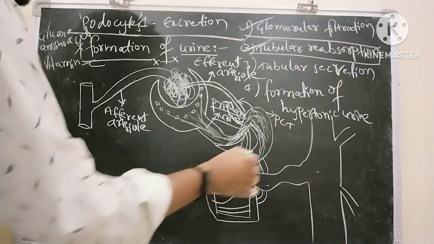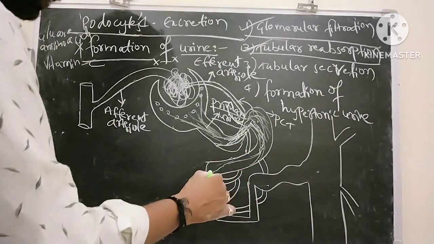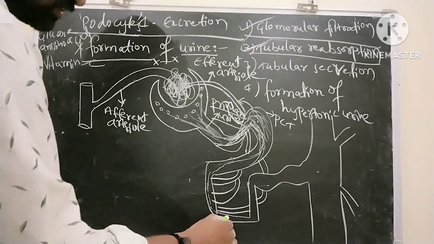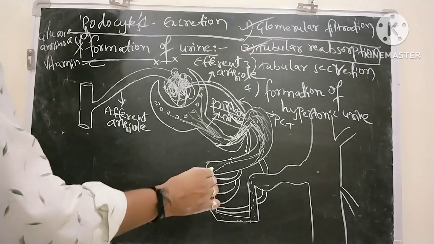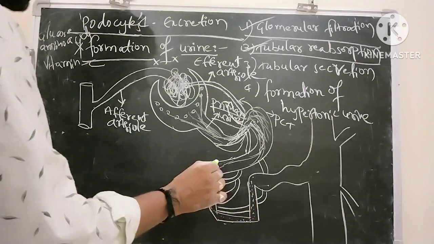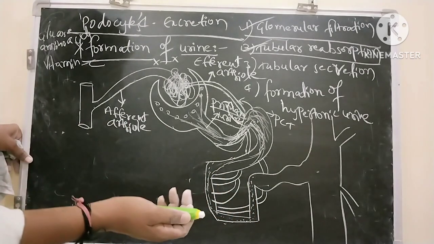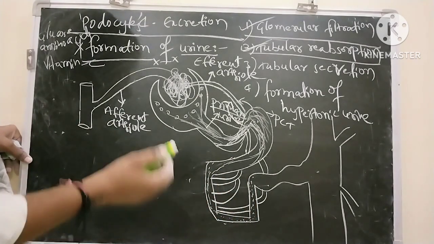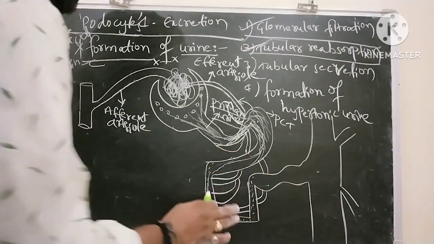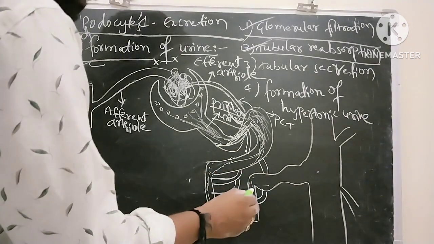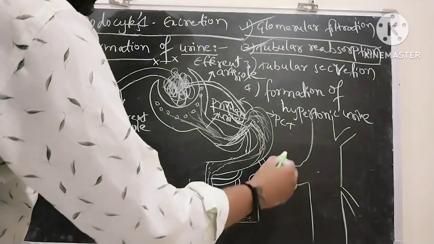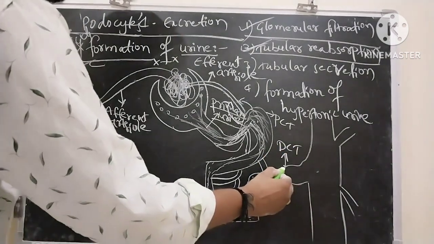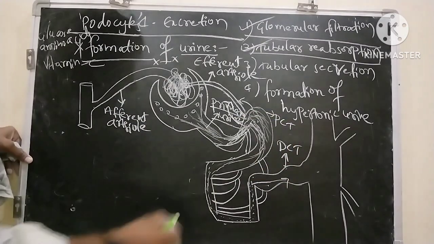From here the urine enters into loop of Henle. Here furthermore the water is reabsorbed. Overall 90% of the water is reabsorbed here, and from here the urine enters into another tubule called distal convoluted tubule, DCT, or second convoluted tubule.